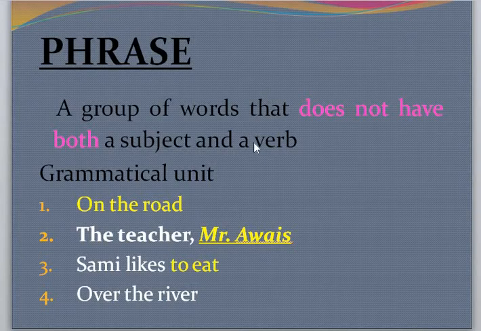First of all, I'll tell you about the phrase. What is a phrase? A phrase has been defined as a group of words that does not have both a subject and a verb. It can contain a subject or it can contain a verb, because if there is a subject and there is a verb, then it will be a sentence, not a phrase. But a phrase is part of a sentence. It's part of a clause. So in other words, we can say it's a grammatical unit.